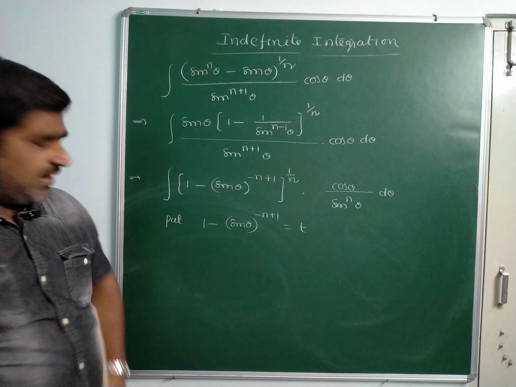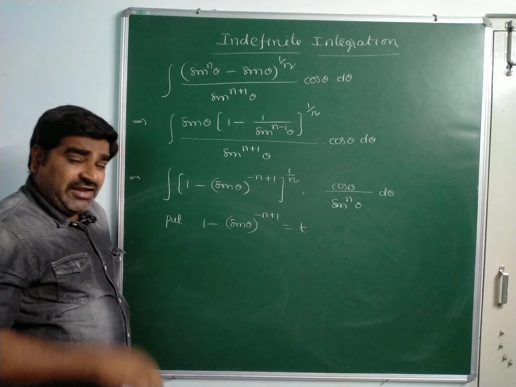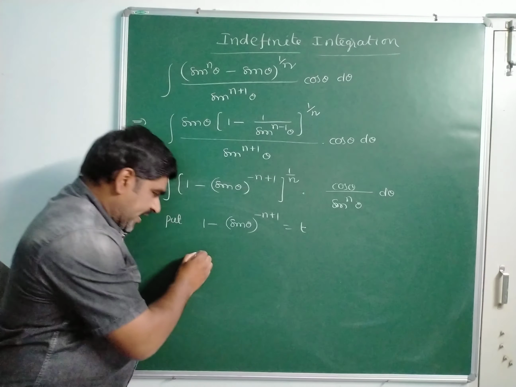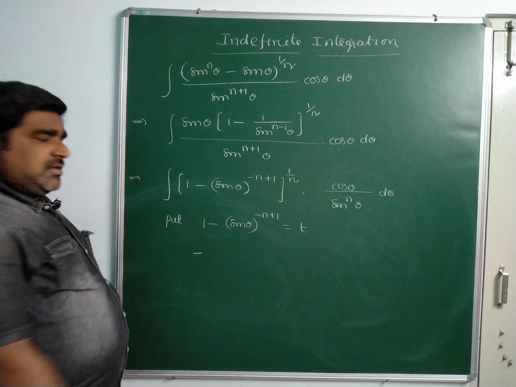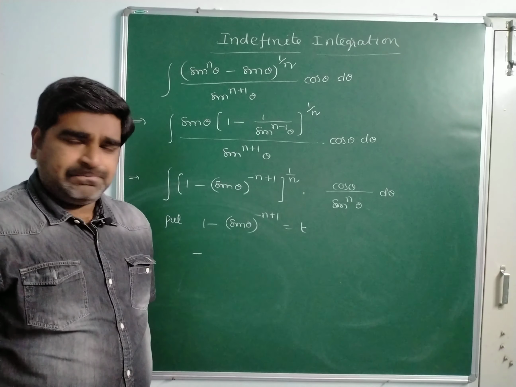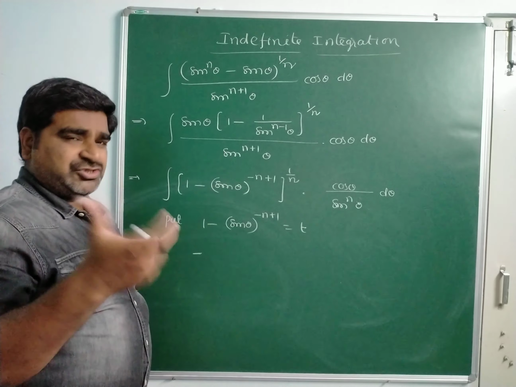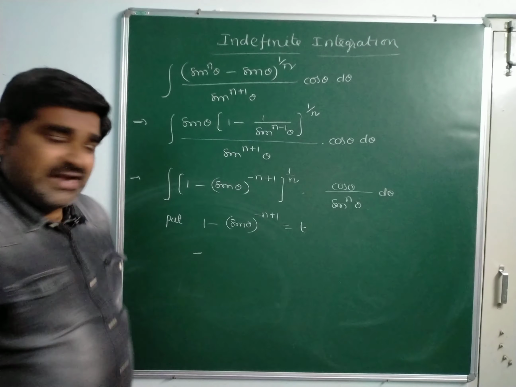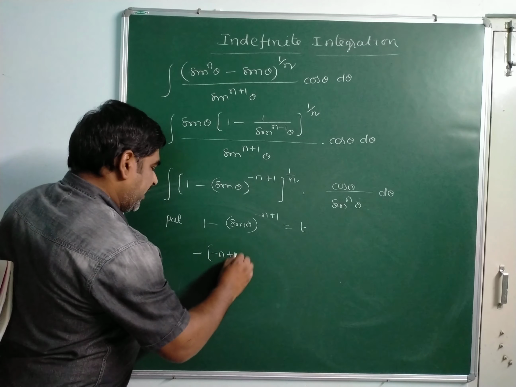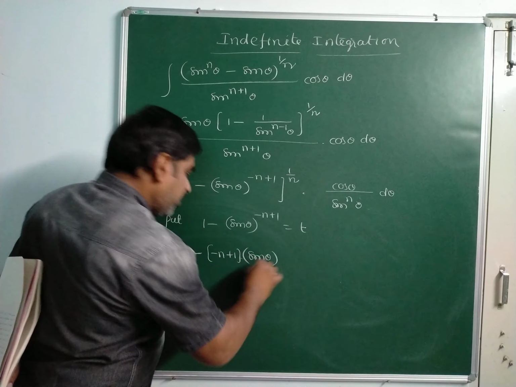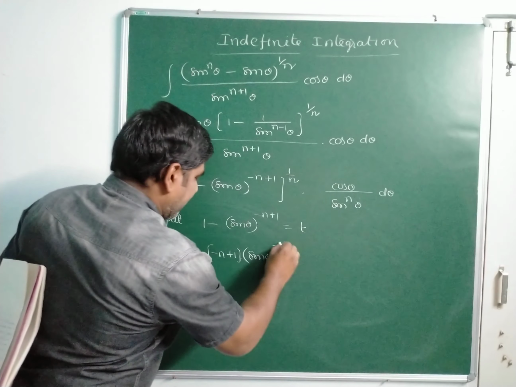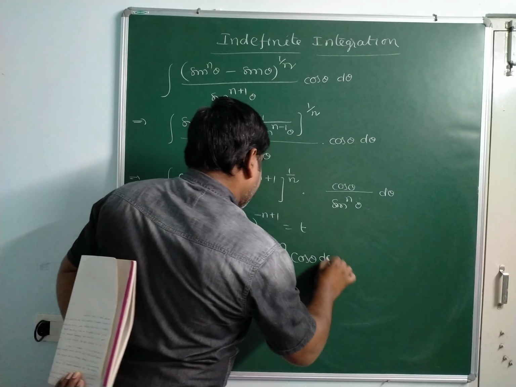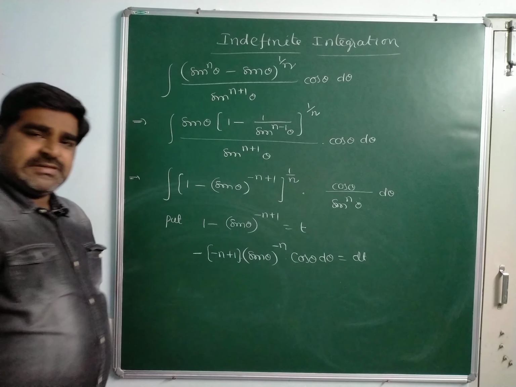Let us take the substitution. So apply the differentiation on both sides. Whenever you take the substitution, immediately you can apply the differentiation on both sides. The derivative of 1 is 0 minus. This is of the form x to the power of n. What is the derivative of x to the power of n? It is n into x to the power of n minus 1. The derivative of sine theta whole to the power of minus n plus 1 is minus n plus 1 into sine theta whole to the power of minus n plus 1 minus 1, which is minus n. Now the inner term derivative is cos theta d theta, equals dt.